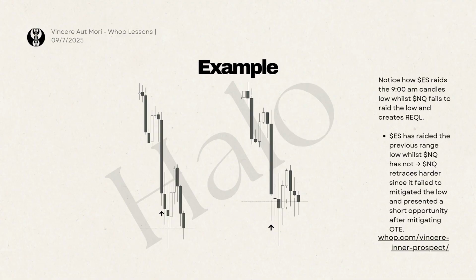Now, NQ fails to raid the low and creates relative equal lows. ES has raided the previous range low whilst NQ has not. Then NQ retraces harder into OTE of the 9 a.m. candle, and because it failed to mitigate the low, it presents a short opportunity after mitigating the optimal trade entry as mentioned, right? So it's a fairly simple concept to understand. This is just the hourly time frame to give you guys an idea of how this looks, right?